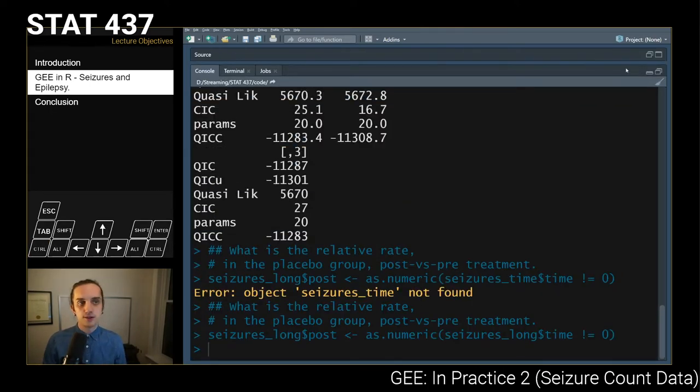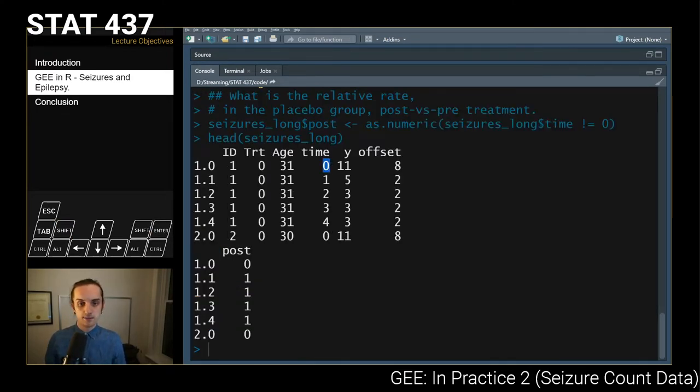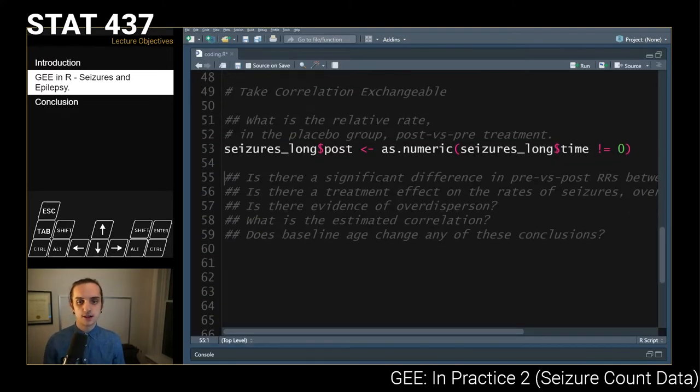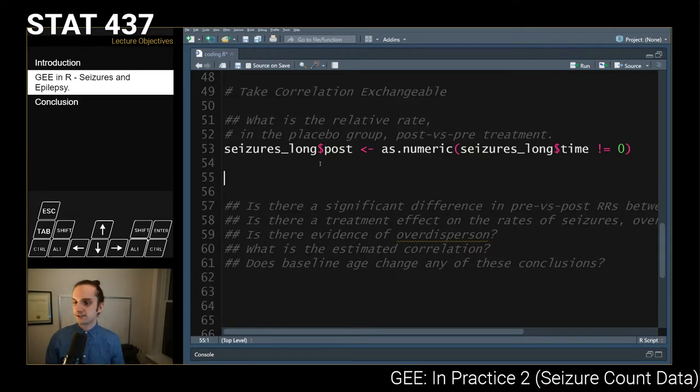And so now what you would find is if we just look at the head of seizures long again, whenever time is zero, we get post as zero, but otherwise post is going to be one, okay? So now this variable is going to let us compare pre and post treatment, and that's how we think about the time effects for this model. If we just want the relative rate, the only time effect is pre versus post treatment. We're lumping that together, post treatment.